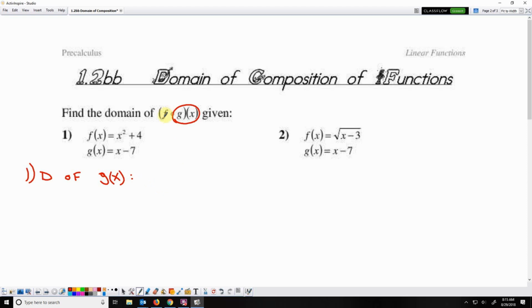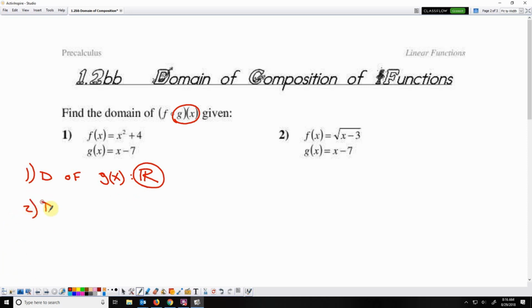Now if this was switched around and it was g of f of x, so the f was right here, then we would be doing f of x first. So the domain of g of x. There's a variable, but there's no variable in a denominator. There's no variable under a radical. So x can be all real numbers. I'm going to circle that just because it's going to become part of my final answer.